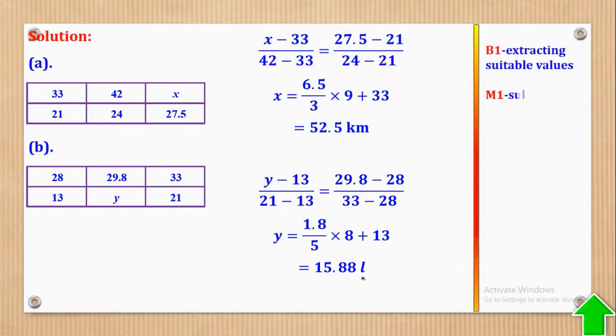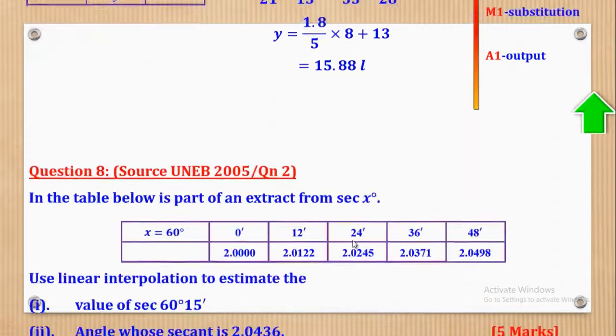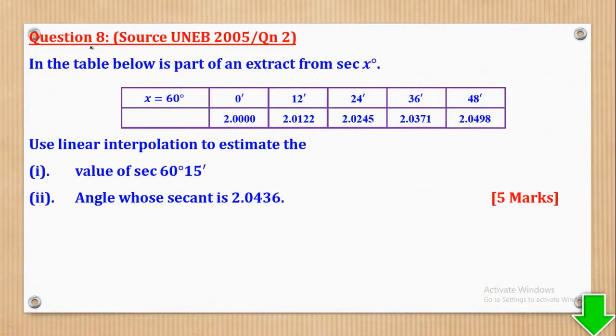Now let's see how much can be awarded. So B1 for this, M1 for this, A1 for that, M1 for this, A1 for that. So that was question 7. Now we shall go to question 8.